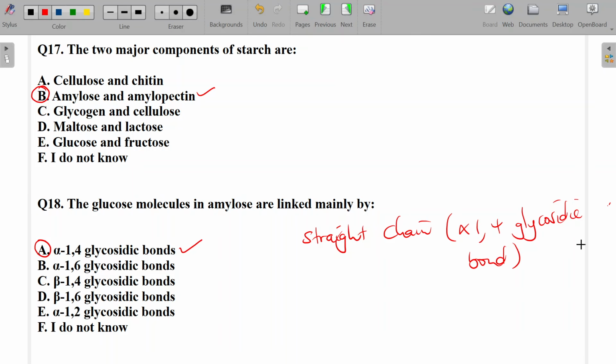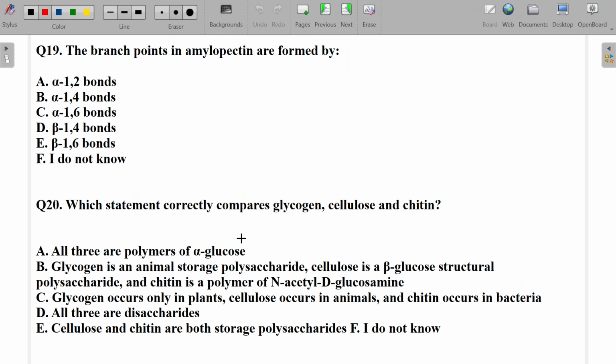So that is it. Question 19. The branch points in amylopectin are formed by A. Alpha 1,2 bonds. B. Alpha 1,4 bonds. C. Alpha 1,6 bonds. D. Beta 1,4 bonds. E. Beta 1,6 bonds. F. I do not know. Alpha 1,6 bonds. Yes, correct.